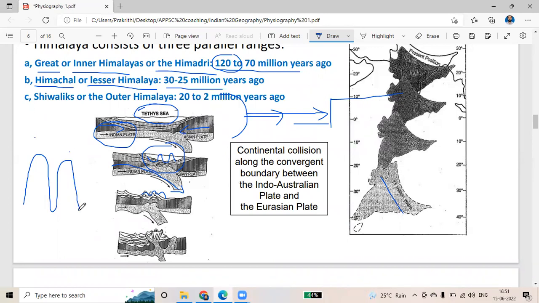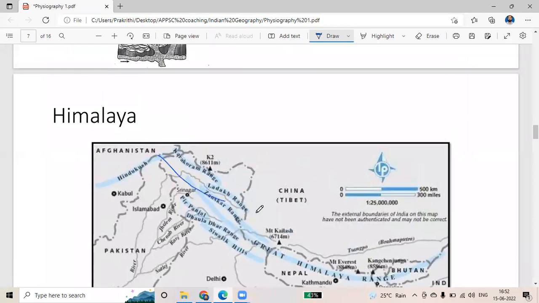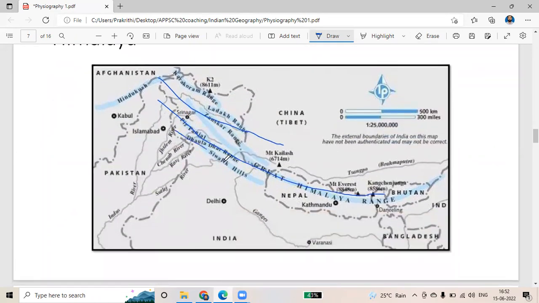And finally there is small folding बन गया है. That is actually the Shivalik or the outer Himalayas. That happens between 2 to 20 million years ago. So this is how the Himalaya has its origin. ऐसा हिमालय बन गया है. If you look, यहाँ है एक हिमालयन Greater Himalaya or Himadri. Then the second one Himachal हो गया ये, and the third one is Shivalik. This is how the Himalaya has formed.